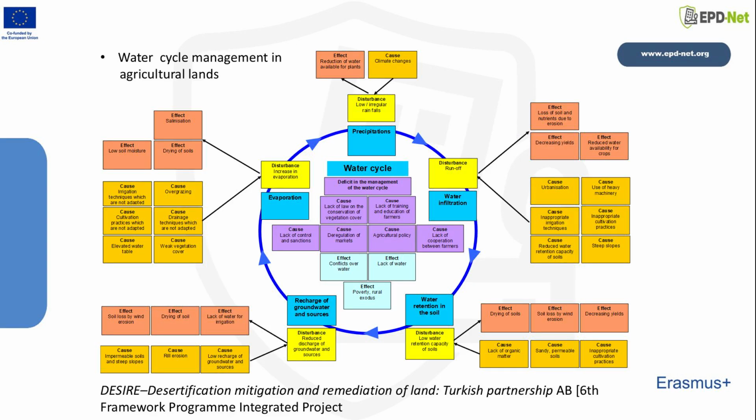The Desire project is used in this lecture to show how watershed-based and terrain-sensitive analysis can support adaptive land management in areas affected by land degradation and desertification. The visual in the slide illustrates hydro-ecological feedback mechanisms linking precipitation, evaporation, infiltration, groundwater recharge, soil water retention, and land use practices. The key point is that these components do not operate independently.